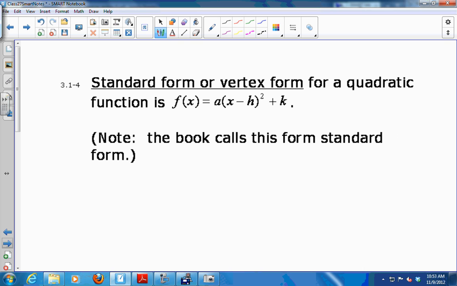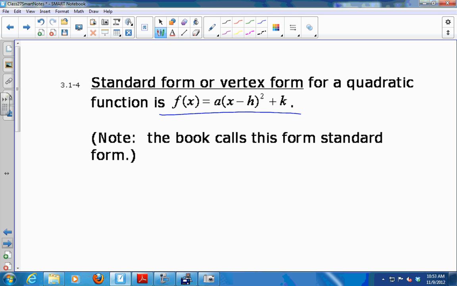So this is the standard form in the book, or vertex form. Your book calls this the standard form. So if you're reading your book, they refer to this as standard form. Like every other textbook in the world calls this vertex form. So I will try to say standard form, but I will probably slip up. So we're going to call this standard form or vertex form.